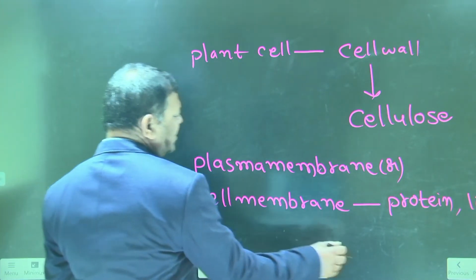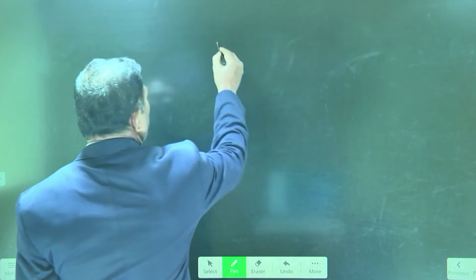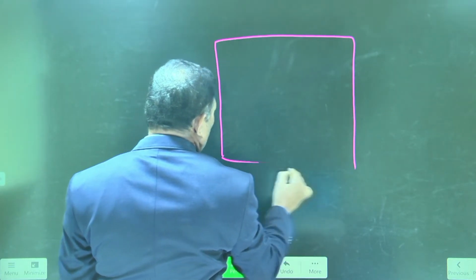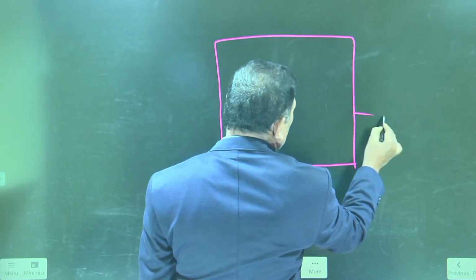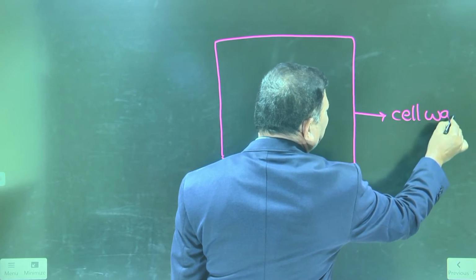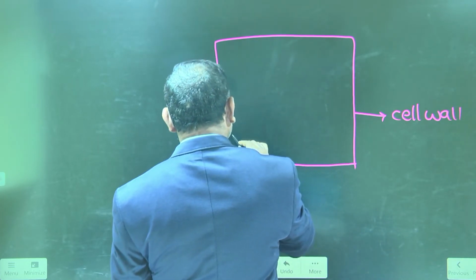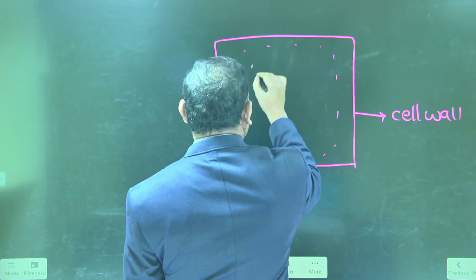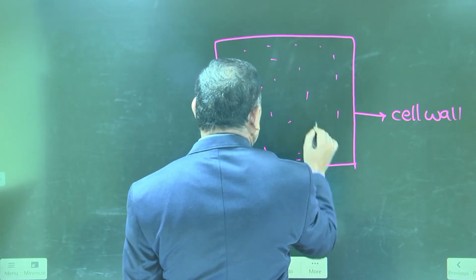My next question is, for example, this is the plant cell. Plant cell outermost layer, what? Cell wall. Inside that, after the cell wall, you can see a semi-solid homogeneous material is present. That homogeneous material is called what?